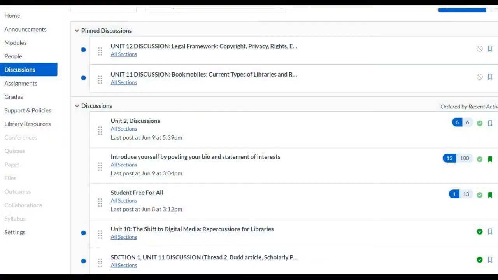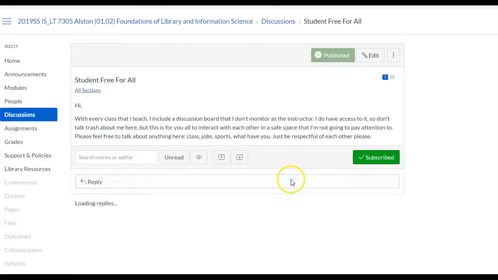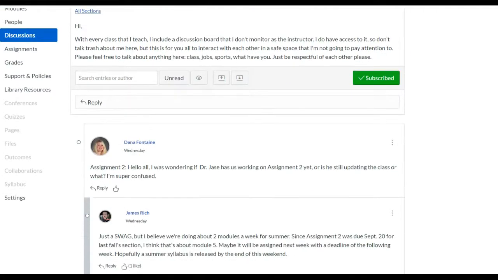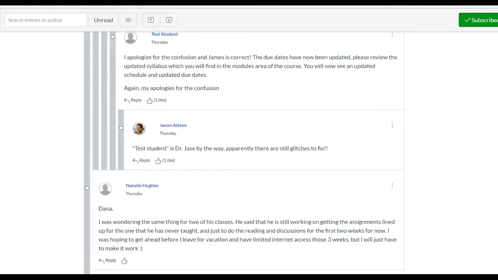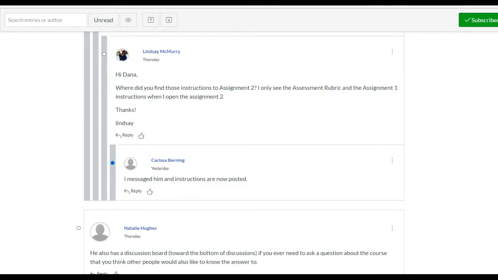So it would be a good idea for you all to familiarize yourselves with your classmates here, kind of network, and do that because there are some people that you're going to meet in library school who are going to be your friends and colleagues throughout your career. Okay. Now, having said that, I do have the student free for all. I don't monitor this very closely, but this is a way for you all to have casual conversations with each other and get to know each other.